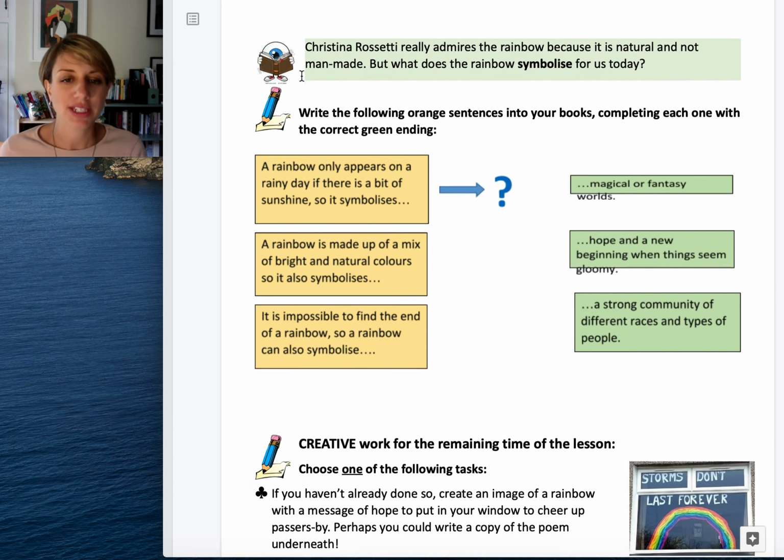So, Christina Rossetti really admires the rainbow because it is natural and not man-made. But what does the rainbow symbolise for us today? Write the following orange sentences into your books, completing each one with the correct green ending.